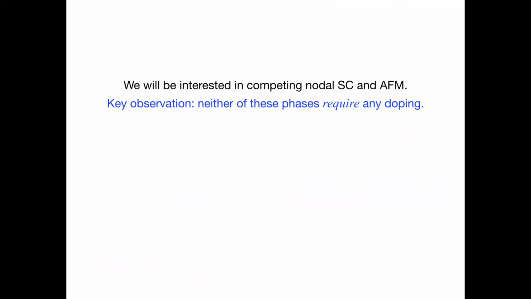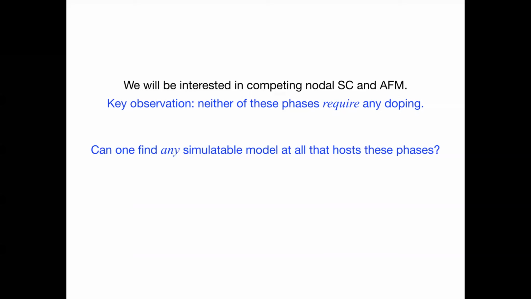The key point is that neither the nodal superconductor nor the antiferromagnetic insulator requires any doping. So don't think about high Tc, where you have to dope to get things. You can get around it. If you're only interested in these two phases, then we don't have to do any doping. We can stay at half filling. So the question is, can you write down some model which has these phases?